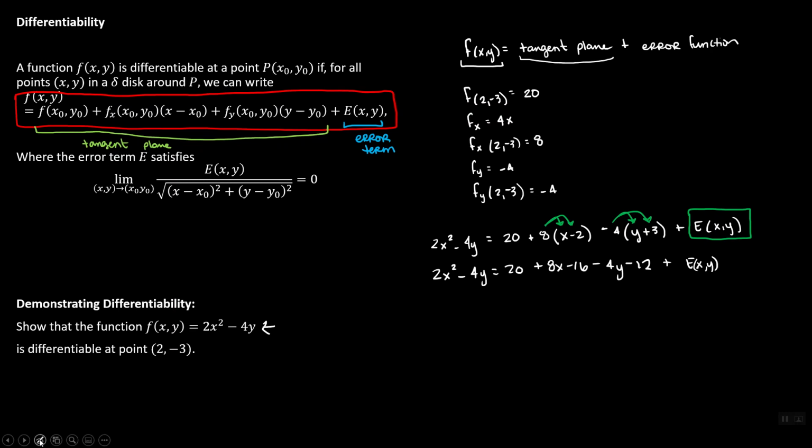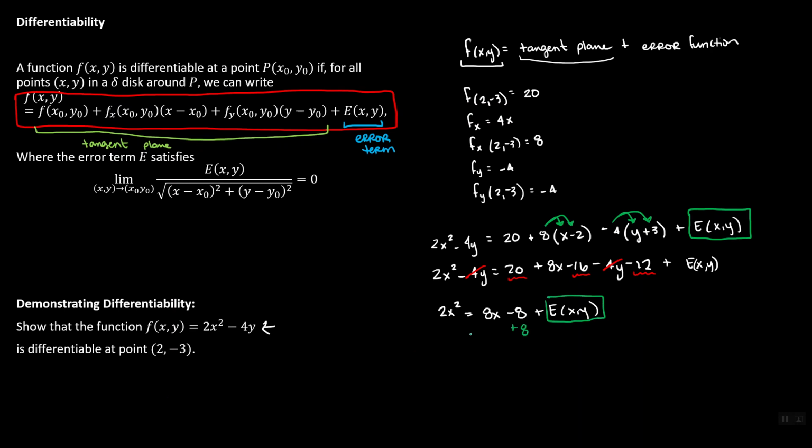And I do notice that I have a negative 4y on both sides of the equation, so I'm going to cross those out, because if I added 4y to both sides of the equation, they zero each other out. I also notice that I have 20, negative 16, and negative 12. Those will add up to be negative 8. So we can clean up a little bit and rewrite our equation as 2x squared equals 8x minus 8 plus e of x y. And we need e of x y so that we can plug it into that limit, so we're going to isolate it.